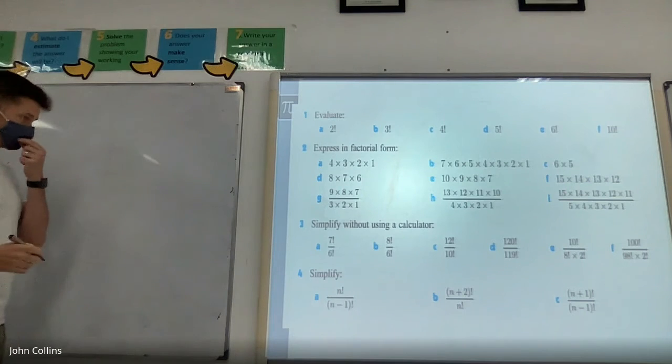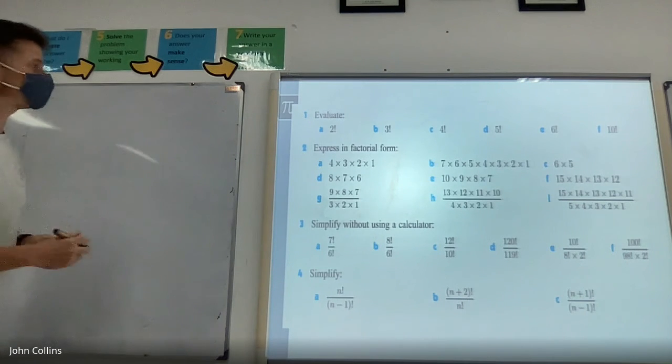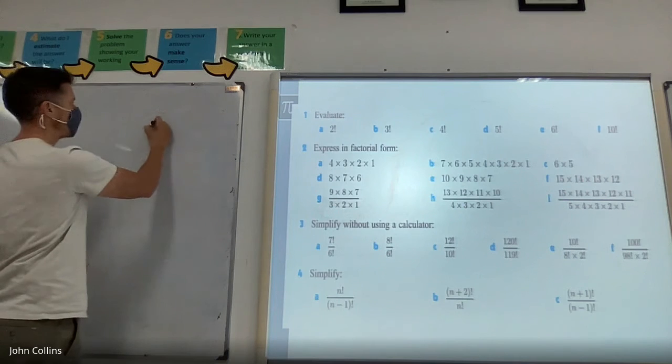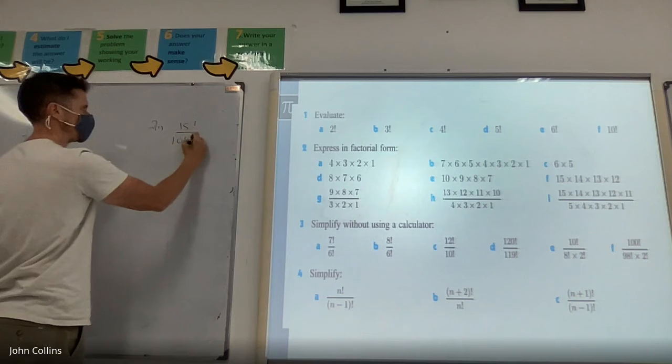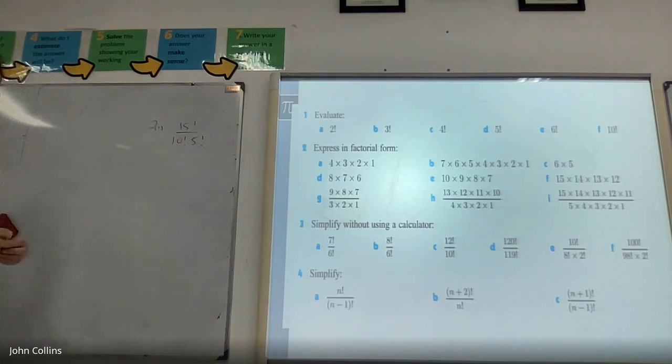Okay, I think most people got the first one right. So it's going to be 15 factorial over 10 factorial times 5 factorial? Yes, that's correct.